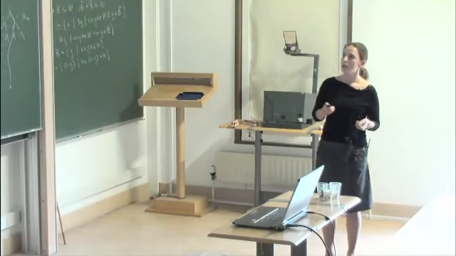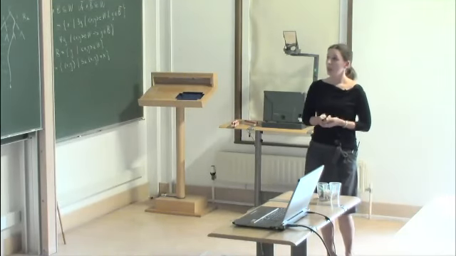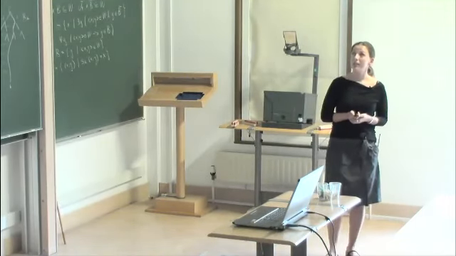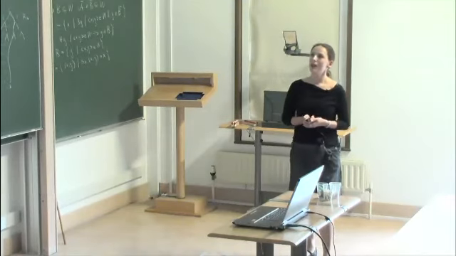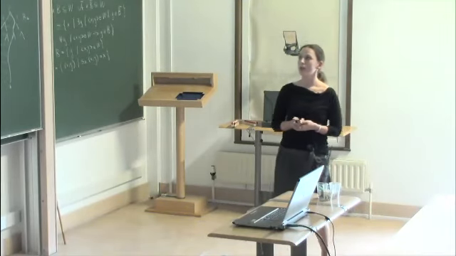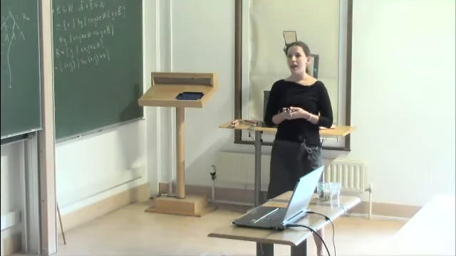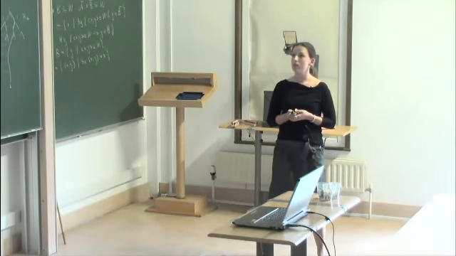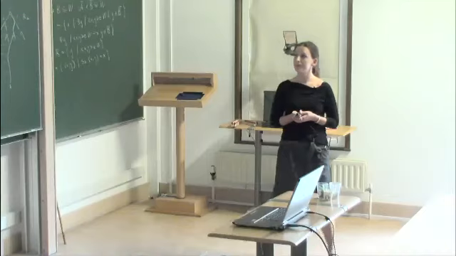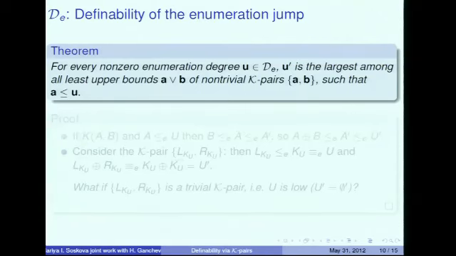Let's now look at the situation in the enumeration degrees. The definability of the enumeration jump is again proved by Kalimullin, but here I'll present a different definition of the enumeration jump. For one thing, because it gives a different insight into it, and secondly, because it's for the most part really easy to prove. So it comes out of this theorem. For every non-zero enumeration degree u, u prime is the largest among all least upper bounds of A and B of non-trivial k-pairs A, B such that A is below u.